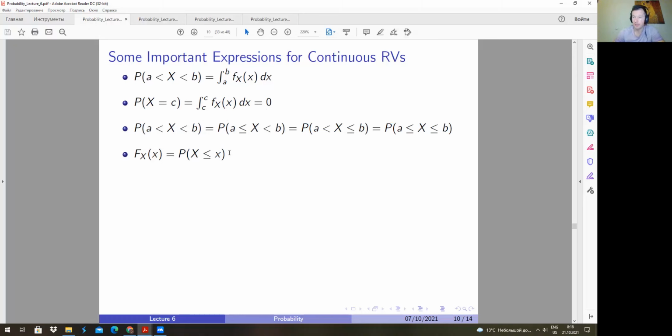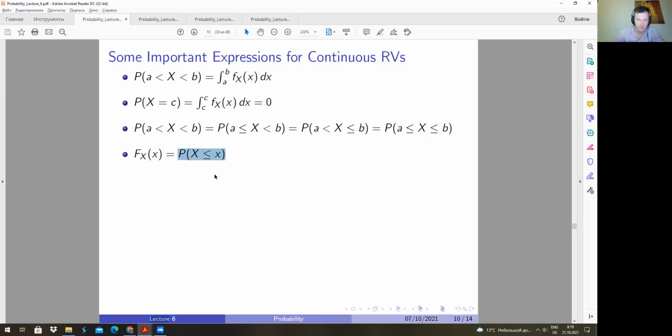So this is just a reminder. We define the CDF of a random variable as the probability that x is less than or equal to some value, small x. And now, given this, and given these inequalities, we can redefine this probability in the following way.